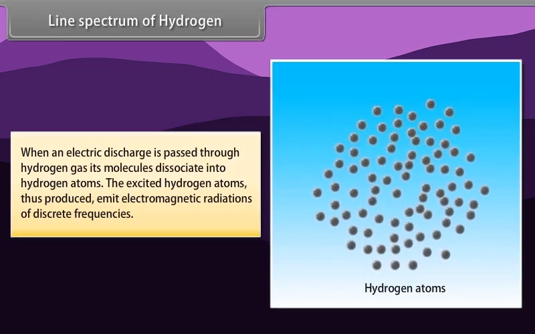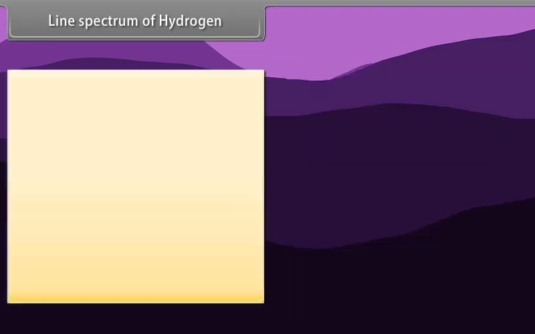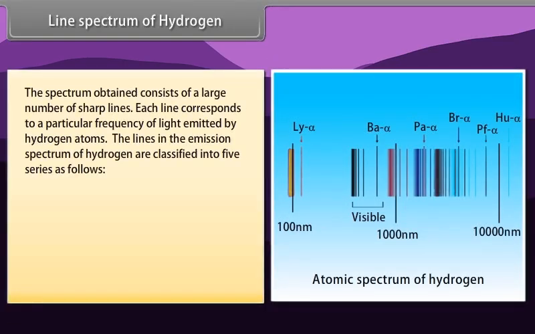The excited hydrogen atoms thus produced emit electromagnetic radiations of discrete frequencies. The spectrum obtained consists of a large number of sharp lines. Each line corresponds to a particular frequency of light emitted by hydrogen atoms. The lines in the emission spectrum of hydrogen are classified into 5 series as follows.